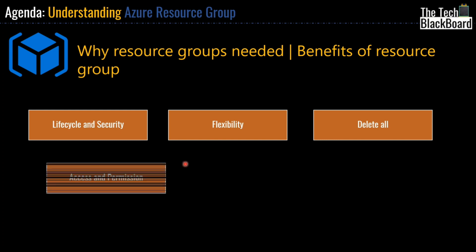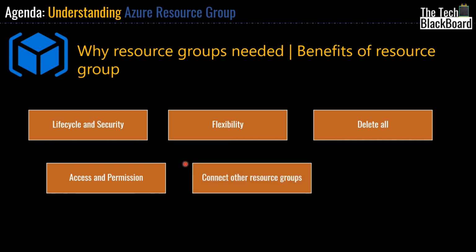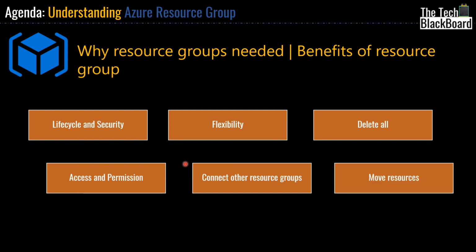Moving on, the fourth benefit of Azure Resource Group is access and permission. The resource group provides you better control to manage security of a group of resources and services such as user access and resource permission. So rather than managing access and permission at individual resource level, you can manage it at the resource group level. And then we have connect other resource group. Every resource in a resource group can connect to the other resources in other resource groups. Last but not the least, we have move resources.